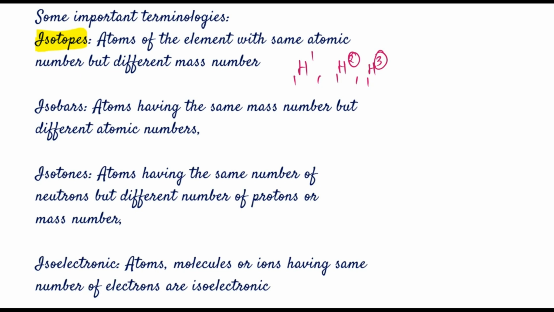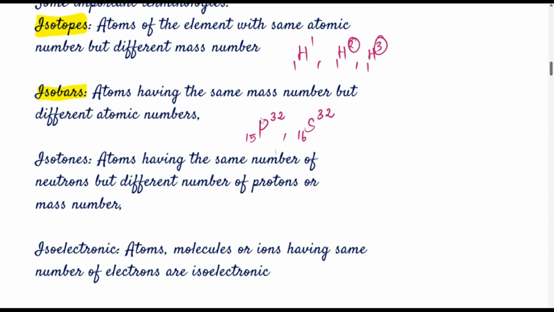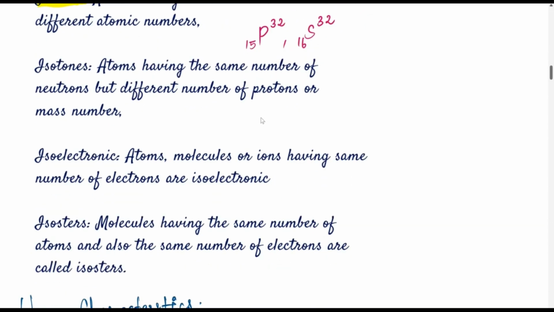The second one is isobars. Isobars are atoms having the same mass number but different atomic numbers. For example, let's say phosphorus 32 and sulfur 32. For phosphorus the atomic number is 15, and for sulfur the atomic number is 16. These are isobars. You can expect a question from these terminologies, isotopes and isobars, and we are going to see a few more.